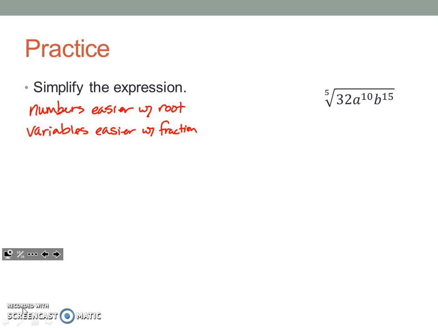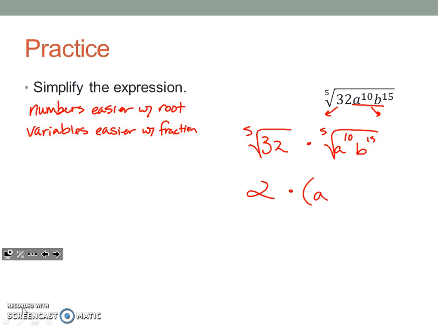So the first thing that I do is I would simplify and I would separate these two. I've got a 5th root of 32 and I've got a 5th root of a to the 10th, b to the 15th. Now, roots are easier with numbers because you can plug that in your calculator if you need to. That's going to give me a 2. This second part over here though becomes a to the 10th, b to the 15th to the 1/5 power.